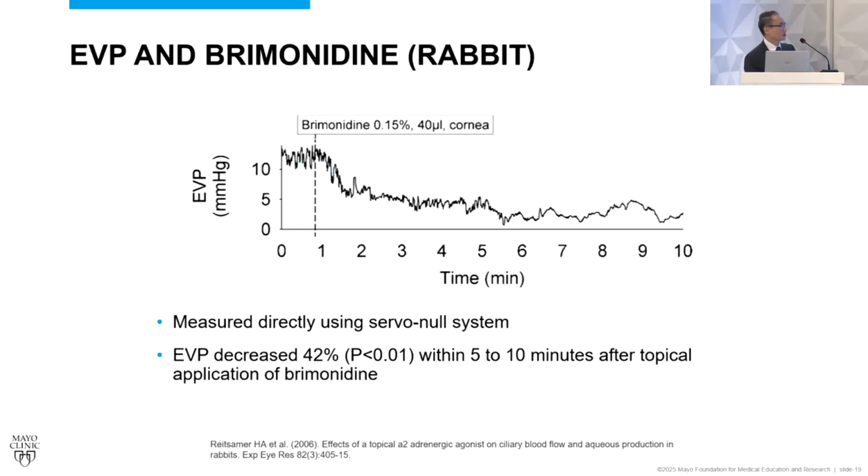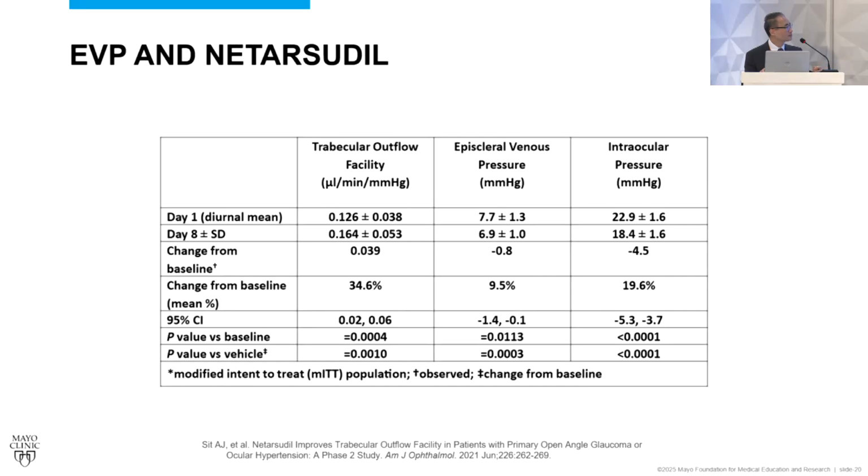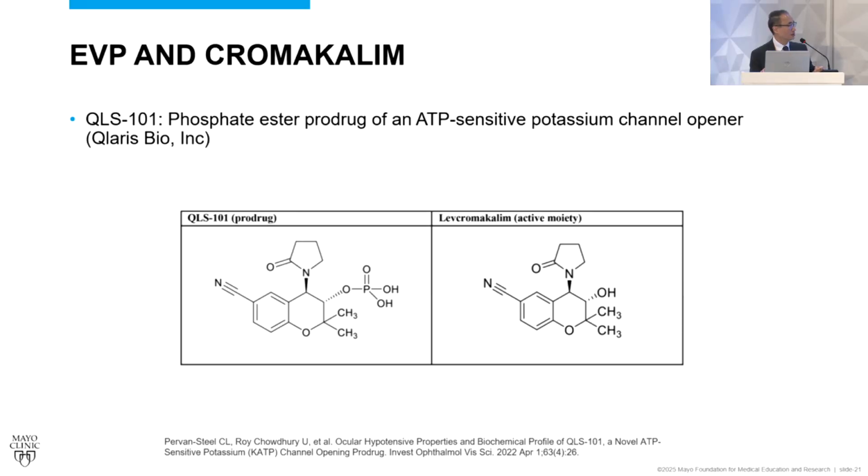How about glaucoma medications? In rabbits, it's been shown that brimonidine can decrease episcleral venous pressure. We haven't looked at this in humans yet, but we have looked at other medications. Netarsudil in particular is primarily a drug that works on the trabecular outflow system, at the trabecular meshwork, improving outflow facility, but also reducing episcleral venous pressure by dilating those episcleral vessels, reducing EVP by about 1 millimeter of mercury. And then there are other drugs.